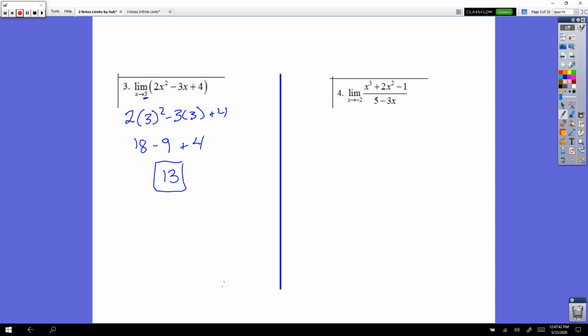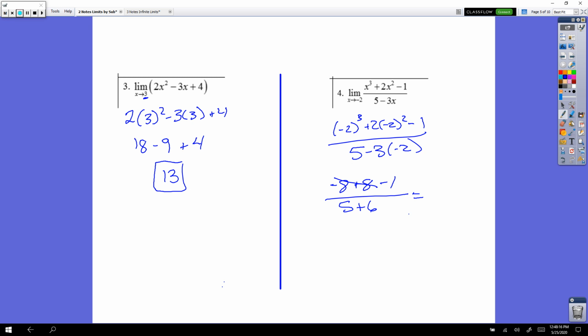But here's an example of one that does work right away. So if I check the denominator and I plug in negative 2, I would have negative 3 times negative 2, which is 6, plus 5 is 11. So I'm good to go. I can plug in because I know the denominator is not going to be 0. So negative 2 cubed plus 2 times negative 2 squared minus 1 minus 3 times negative 2. Negative 2 cubed is negative 8. Negative 2 squared is 4 times 2 is positive 8. And then we have 5 plus 6. So we have negative 1/11. And that's it.